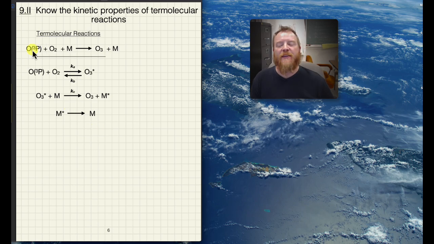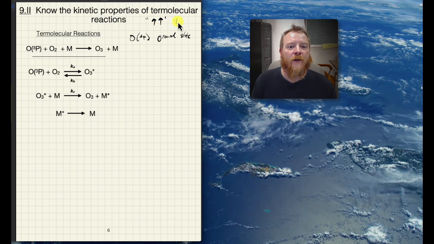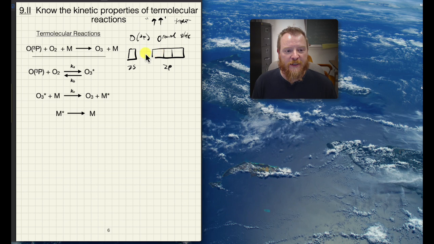So this triplet P thing, that's what we call a term symbol. So O triplet P is the ground state. We'll talk about what triplet and singlet states are in a lot more detail in 362. But a triplet state is two unpaired electrons. So if you recall, the electron configuration of the oxygen atom as a ground state has 6 valence electrons, right? The 2s is all paired up, and then we go 1, 2, 3, 4. So there is our triplet state.